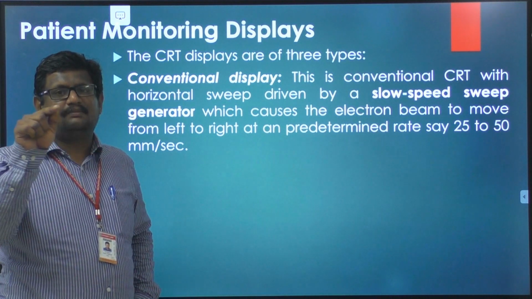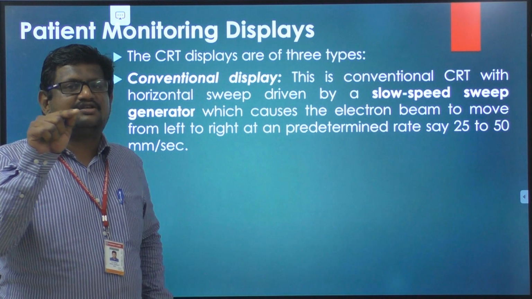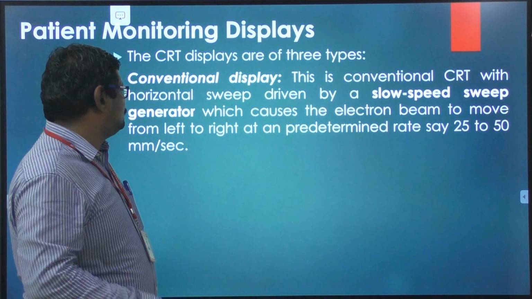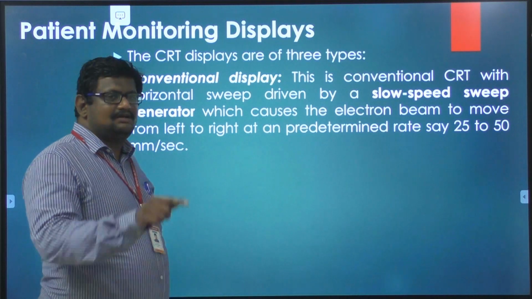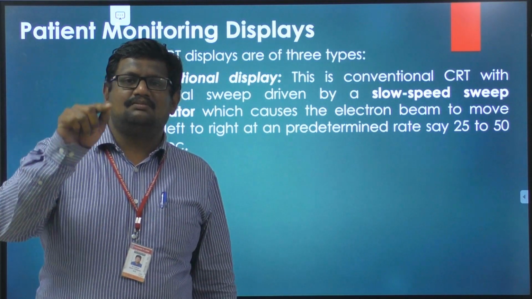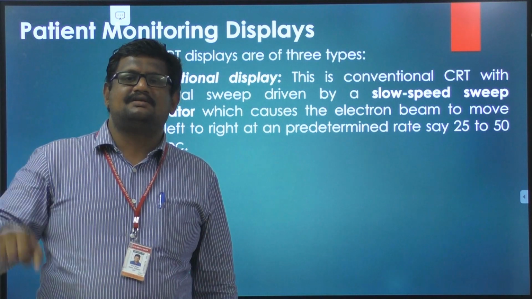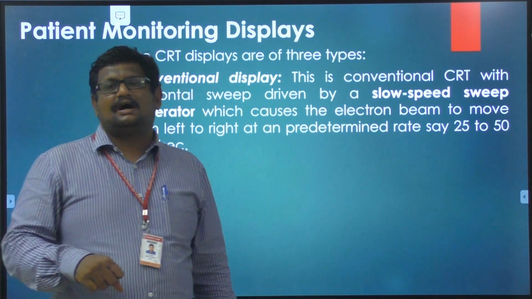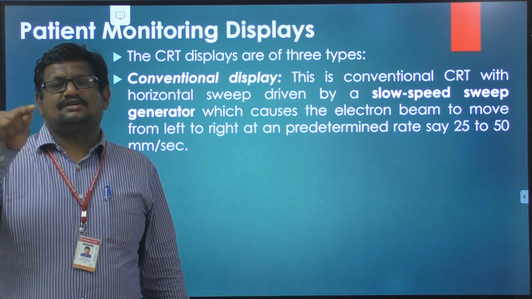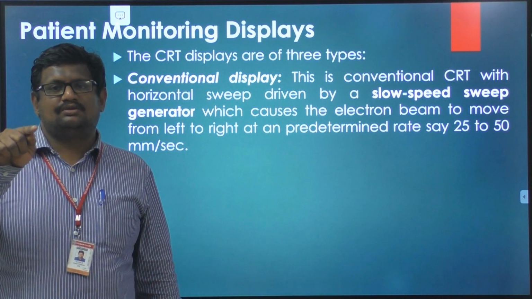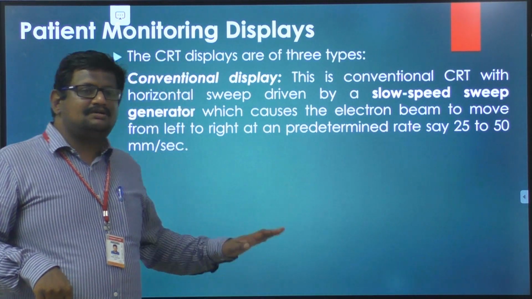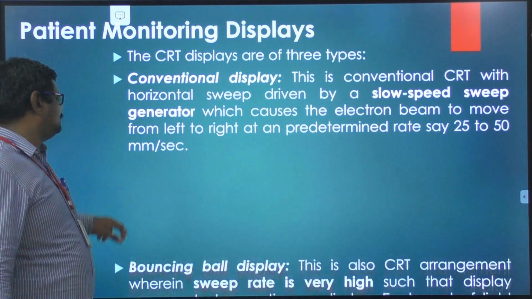The horizontal sweep will be drawn. Of course, when there is variation on the signal, the horizontal trace will go up and down, even though it is written left to right. Only a straight line from left to right is of no meaning. So whenever there is a variation, there will be a slight movement up and down to trace the waveform. As we already know, all these biomedical signals are very low frequency signals, so the variations will be very smooth. So the horizontal sweep will be moving up and down also to draw the waveform. The sweep is very slow. That is what is called the conventional display.